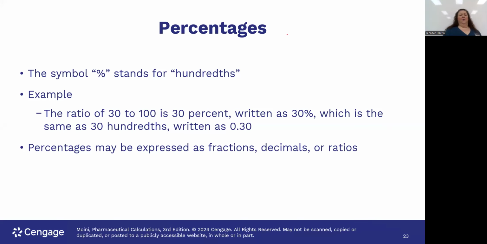So they give us an example of a ratio that is 30 to 100. That is also the same as saying 30%. So 30 to 100, 30% written as 30 with that percent symbol, which is the same as 30 hundredths, which is written as 0.30. Percentages may be expressed as fractions, decimals, or ratios.